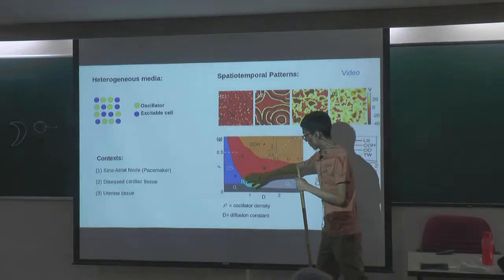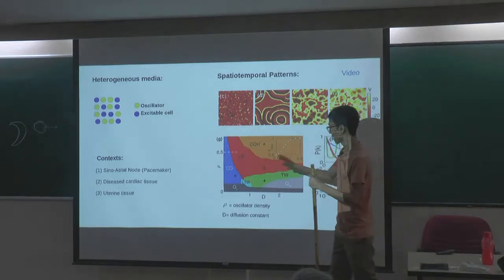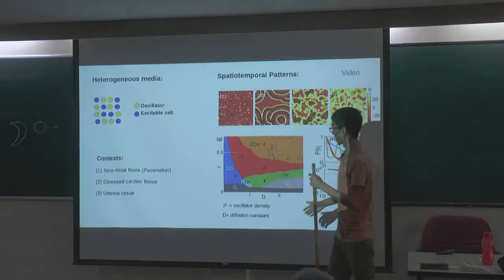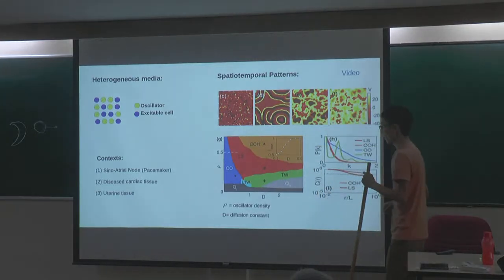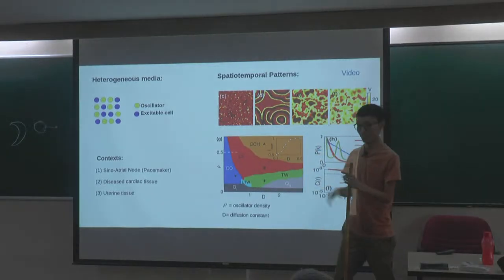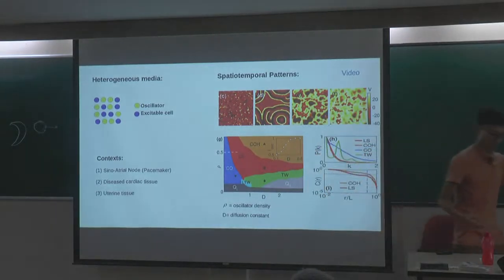Just to characterize these various phases or dynamical states, we define order parameters to characterize the dynamical states. We also see other phases here, but let me not go into the details of this in the interest of time. But if you have questions, I'd be happy to answer them later.